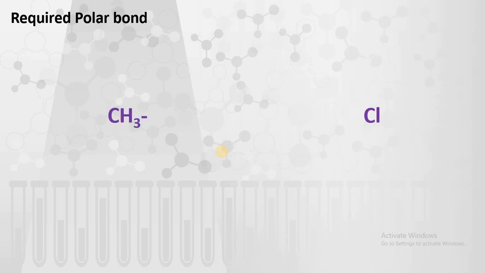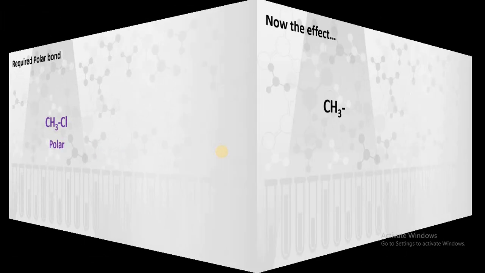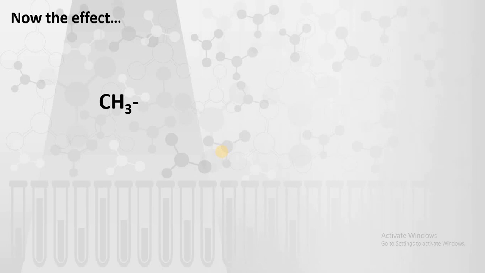Here I have considered chlorine and a methyl group. If you join these two, the bond becomes polar in nature. So we have seen a non-polar bond and a polar bond. The effect here is the inductive effect. It can be explained with this example, a methyl group joined with CH2Cl. Now it becomes ethyl chloride, CH3CH2Cl.